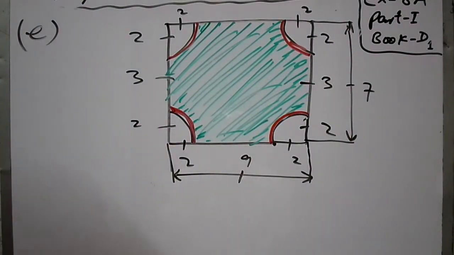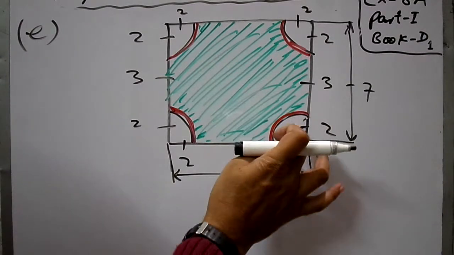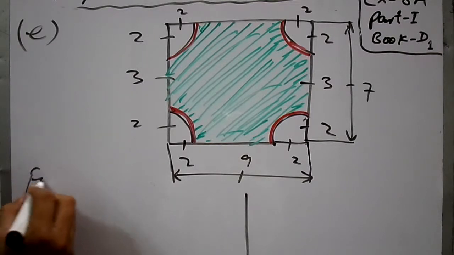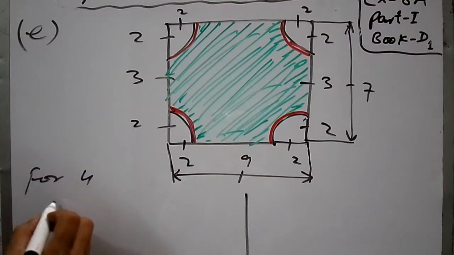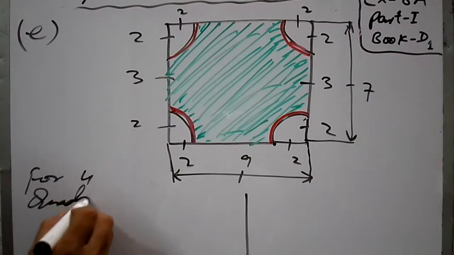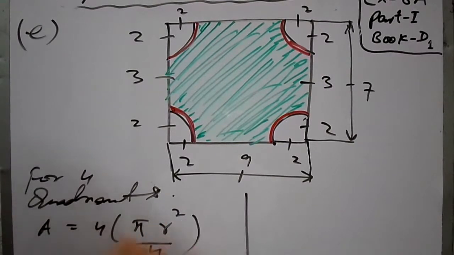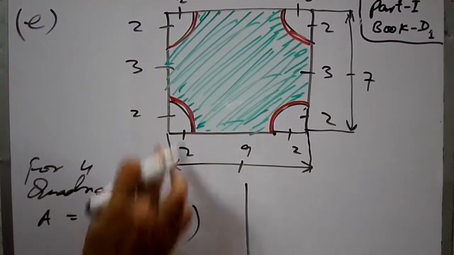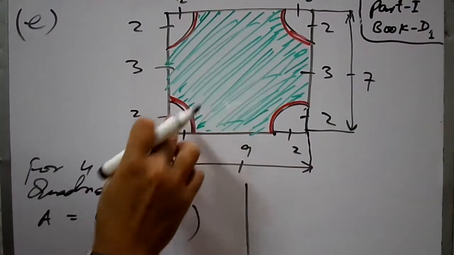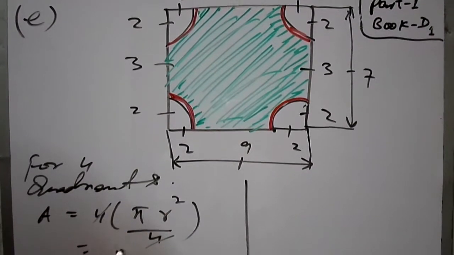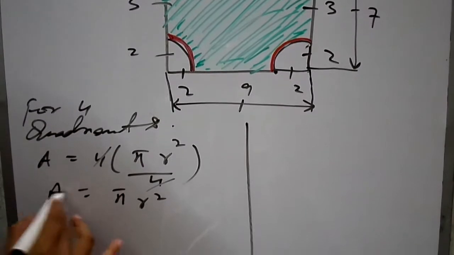First of all, what is the area of these 4 quadrants? For 4 quadrants, the area is equal to 4 into pi r square by 4, because this is the formula, pi r square by 4 for 1 quadrant. You have 4 quadrants, so multiply by 4. But fortunately this 4 will be cancelled with this one, and you will get only pi r square. So that is the result.